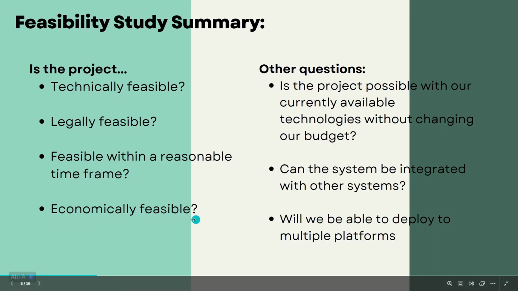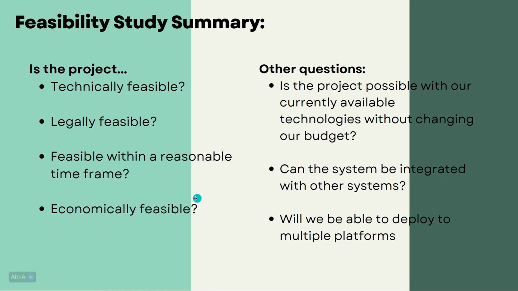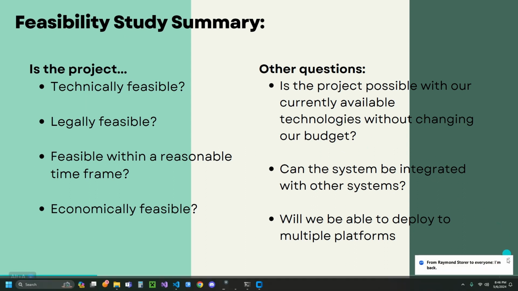Economically feasible, that was just to kind of pretend that we're a real software team in a company, but we're not, so we're not actually spending money. The other questions that we asked in the feasibility study were, is the project possible with our currently available technologies and without changing our budget? This again was just part of pretending, but the available technologies was, what do the team members know individually?